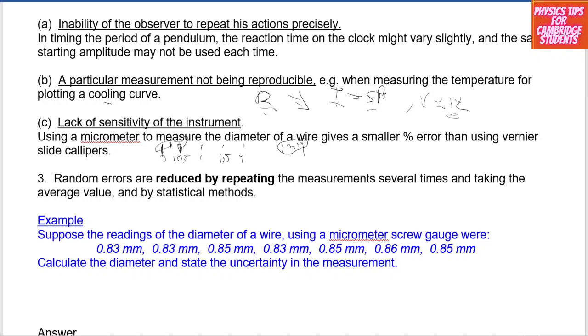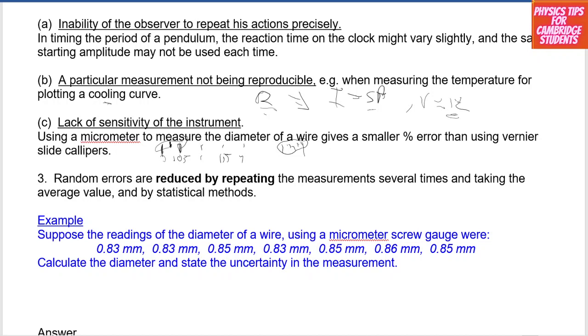Right, so we're going to look at this example and then we end this video so that we keep it short. Suppose the readings of the diameter of a wire using a micrometer screw gauge are 0.83 millimeters, 0.83, 0.85, 0.83, 0.85, 0.86, and 0.85 again. So you're supposed to calculate the diameter and state the uncertainty in the measurement.